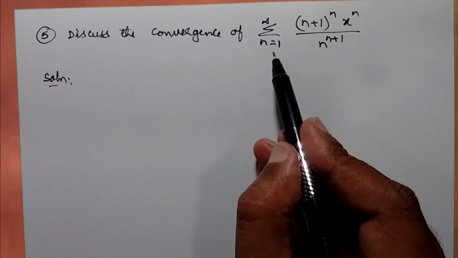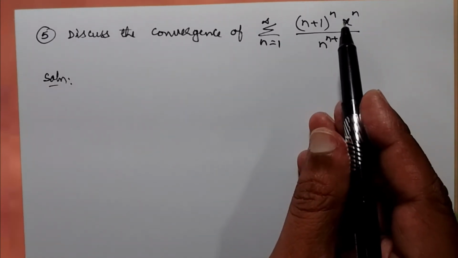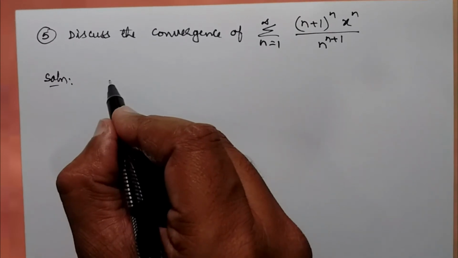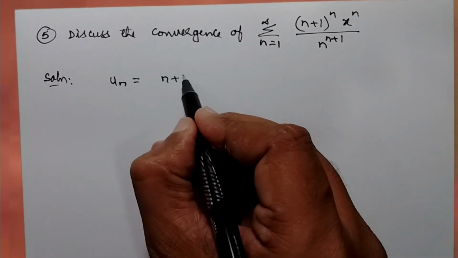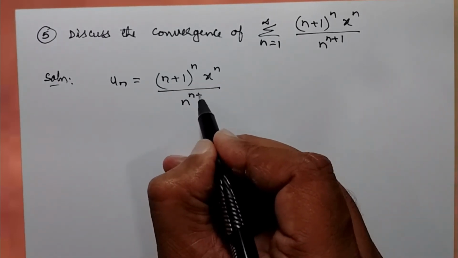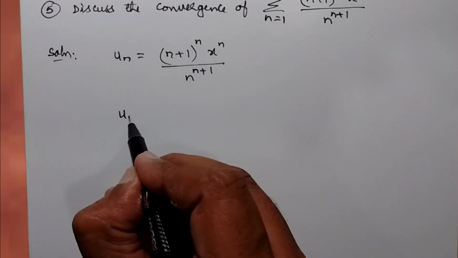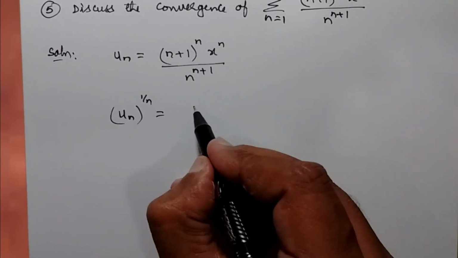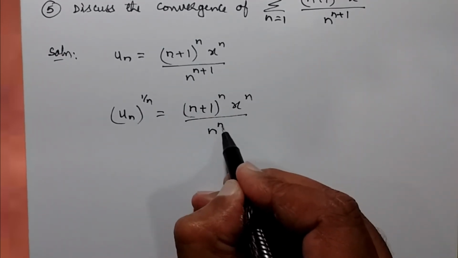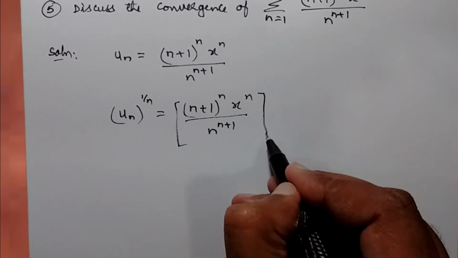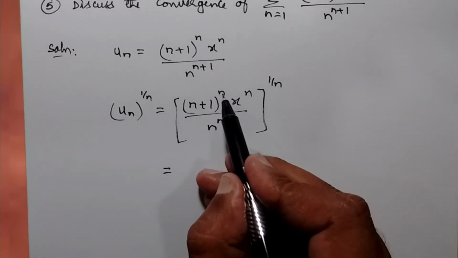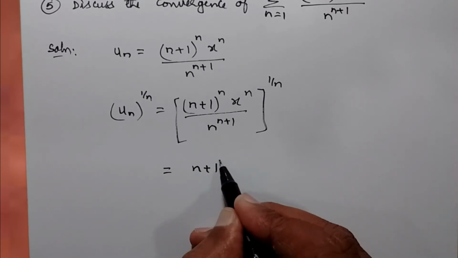Discuss the convergence of summation n is equal to 1 to infinity, n plus 1 whole power of n into x power of n divided by n power of n plus 1. So what is given to us? The value of un is known, n plus 1 to the power of n, x power of n divided by n power of n plus 1. So we'll try to raise to the power of 1 by n on both the sides. Raise that to the power of 1 by n, which will be equal to, now if I raise this to the power of 1 by n, this n and n will get cancelled, it will just be getting n plus 1.